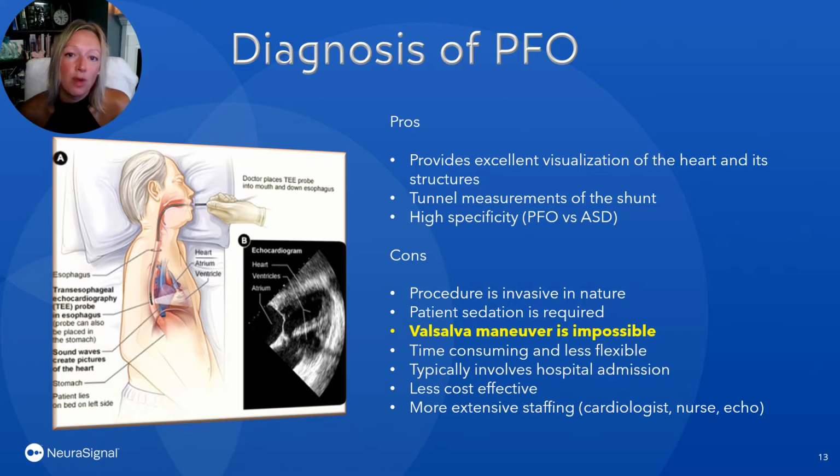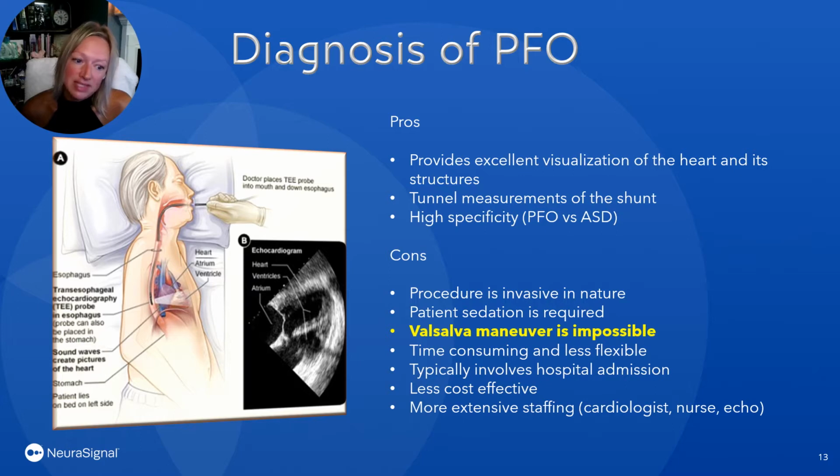Another exam performed to diagnose PFO is a TEE. This is where the patient lies on their side. The doctor places the TEE probe into the mouth and down the esophagus. This provides excellent visualization of the heart and its structures. The tunnel measures the shunt itself. It has a high specificity.